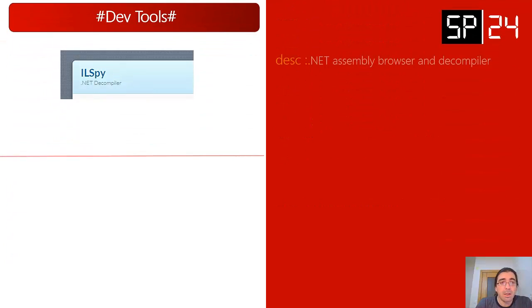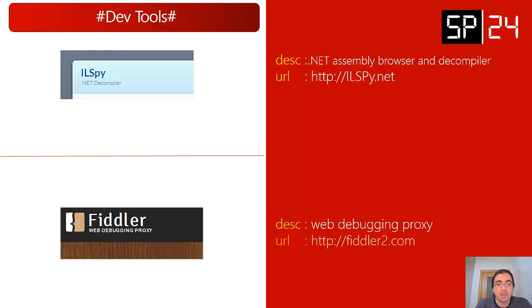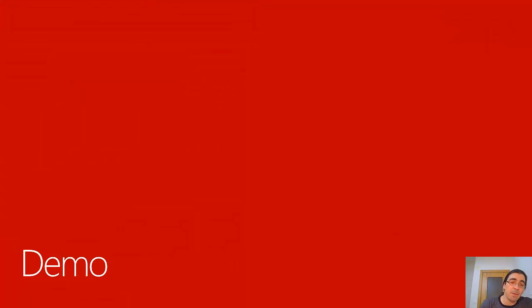As simple as putting a jQuery file within your system, and then you can leverage all the web services within the platform. Another tool that I use is ILSpy. Usually I use this and Reflector as assembly browser and decompiler, and the most famous one, I think, the web debugging proxy Fiddler. Now for the demos.